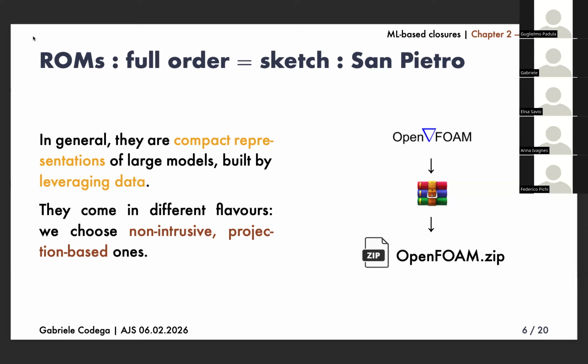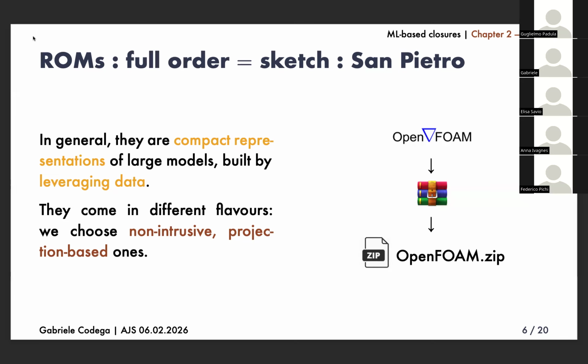And since ROMs have been around for a while, you can imagine that they come in many different flavors. You have intrusive ROMs, non-intrusive ROMs, equation-based, data-driven. You've got linear, non-linear, machine learning stuff. You've got autoencoders, latent dynamics, you name it. And of course, we won't focus on all of these. We will focus on non-intrusive projection-based ROMs.